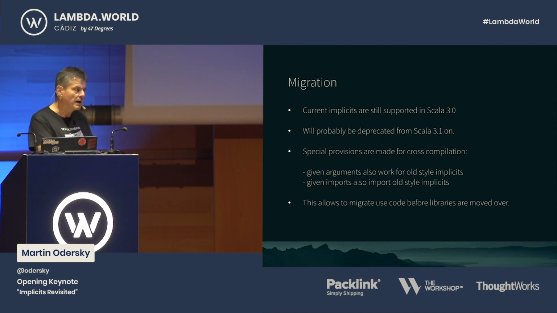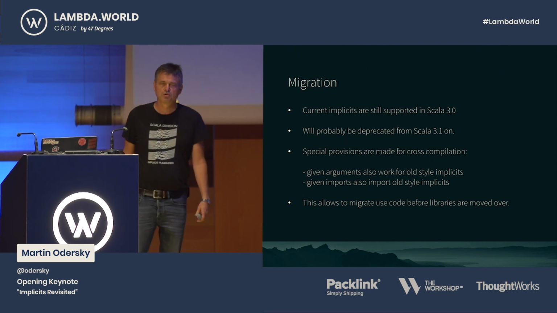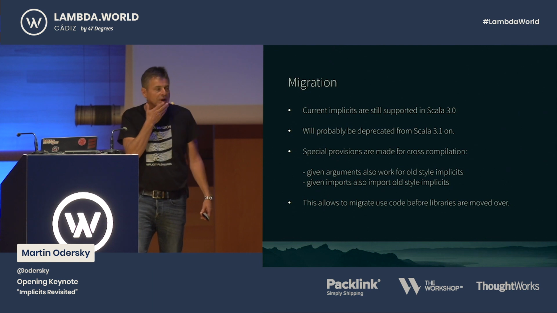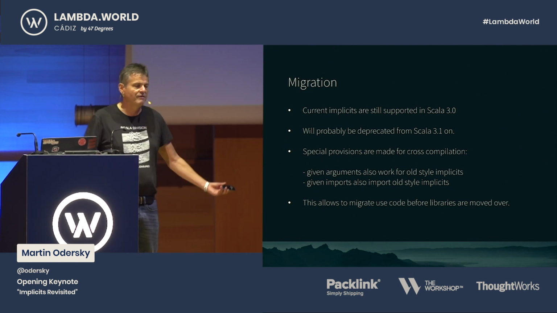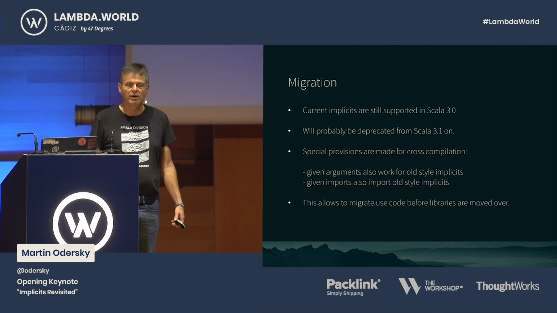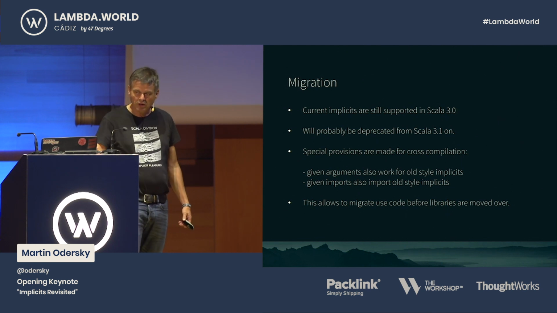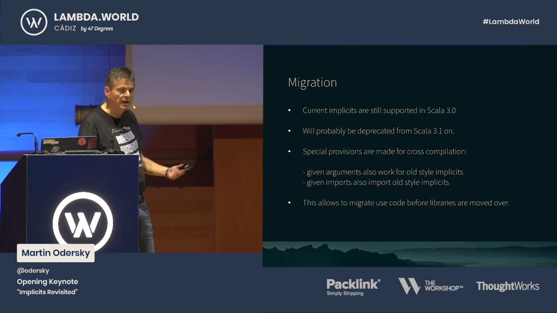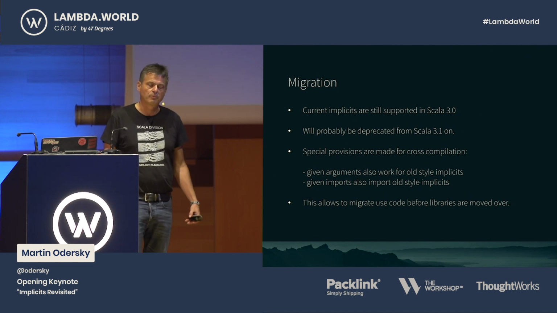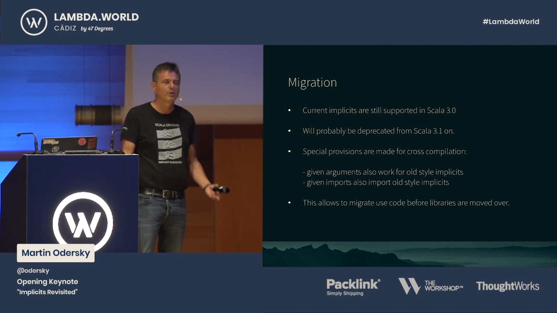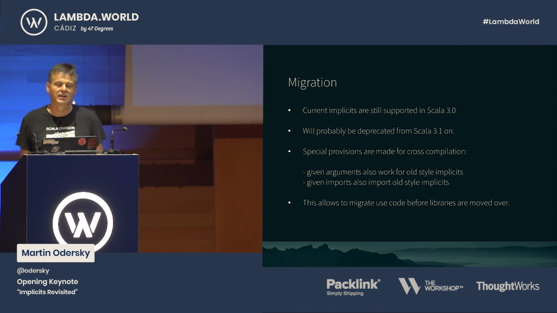Good. So migration. If you use Scala 2, maybe you're scared now and say, oh, so many things have changed. And indeed, implicits are everywhere, like we see 98% of projects have them. So what do we do? Well, current implicits are actually still supported in Scala 3, or will still be supported in 3.0, and will probably be deprecated from 3.1 on, but deprecation doesn't mean take away. So they could actually stay a long time. Essentially, we want to gently nudge people to use the new givens and to get rid of the old implicits, but we're not in a hurry to do so.